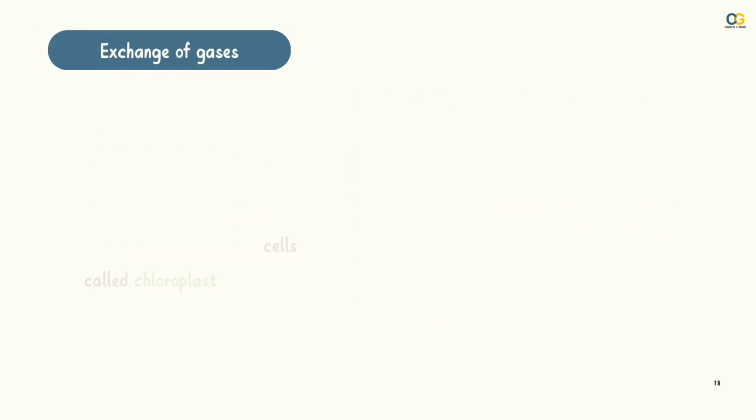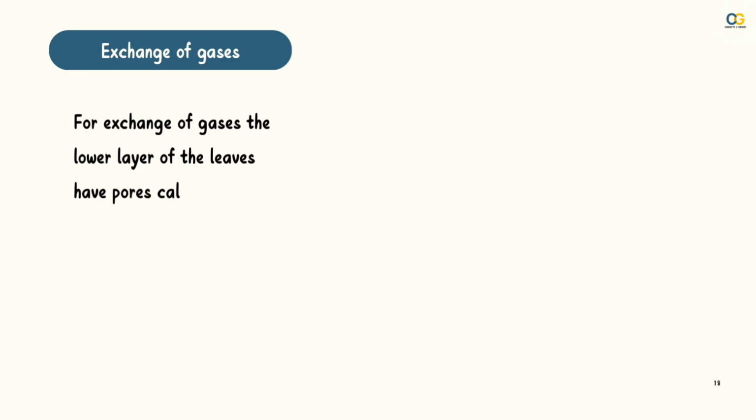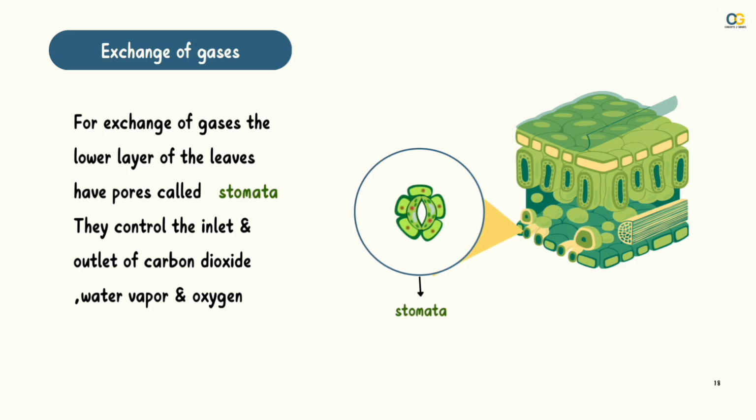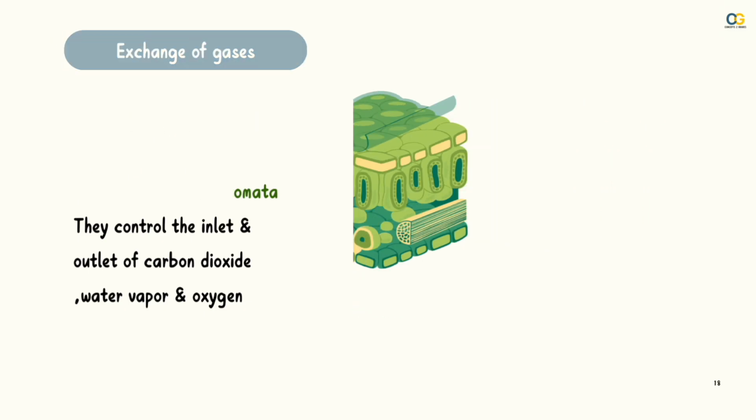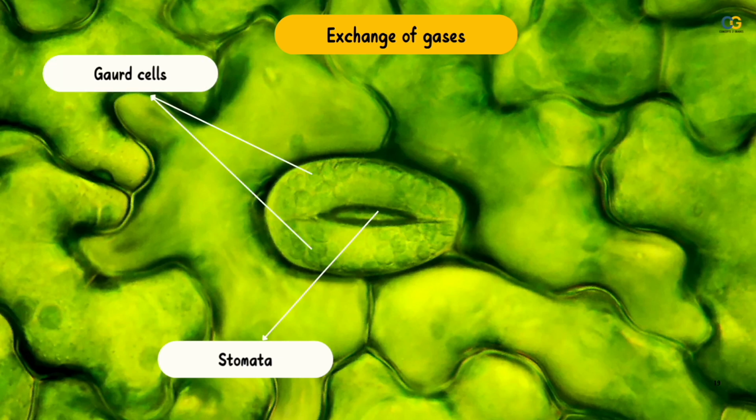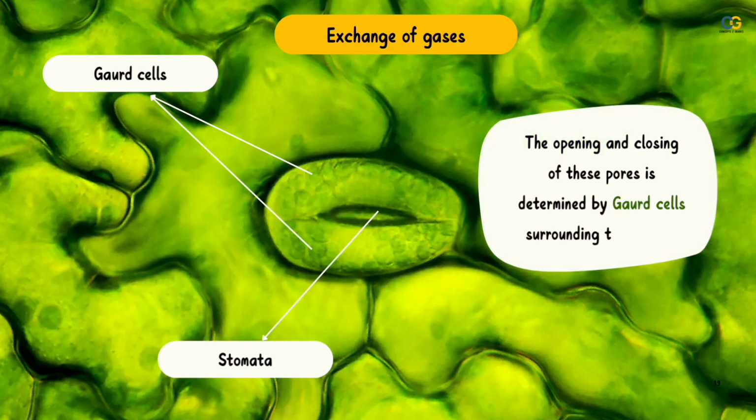Now, how do plants take in carbon dioxide and release oxygen? So for exchange of gases, the lower layer of the leaf has small pores called stomata. They control the inlet and outlet of carbon dioxide, water vapor, and oxygen. Now let us look at this stomata a bit closer. So when you zoom in and look at stomata under the microscope, it looks something like this. Here you see a stomatal pore covered by two guard cells. Now these guard cells determine the opening and closing of the stomata.